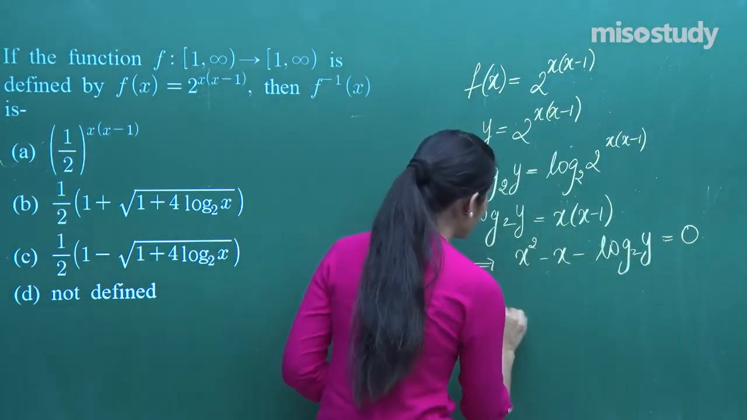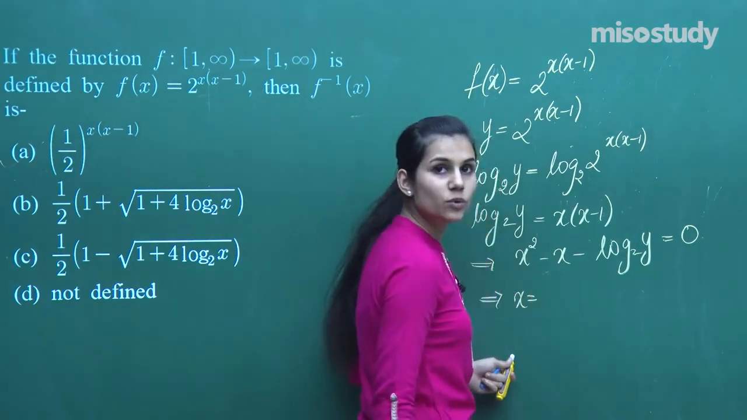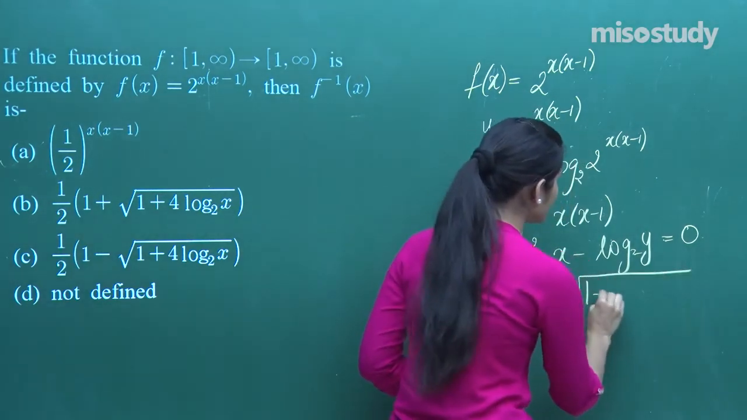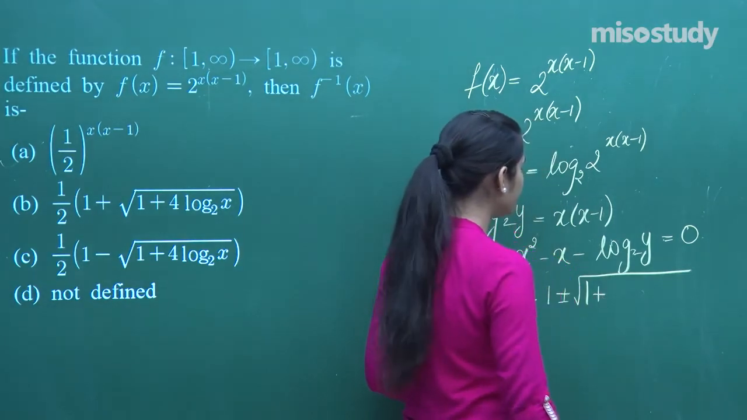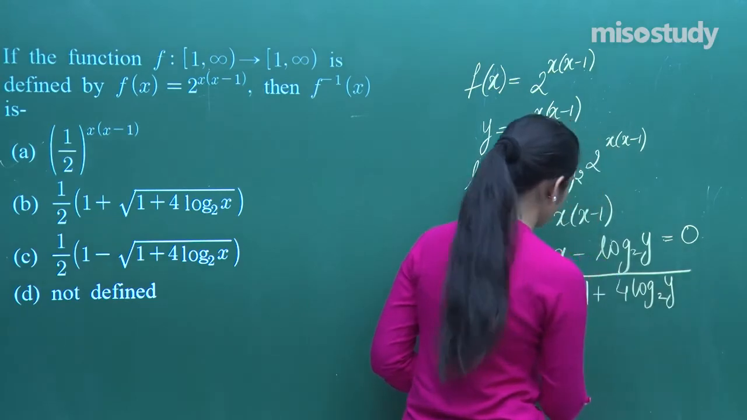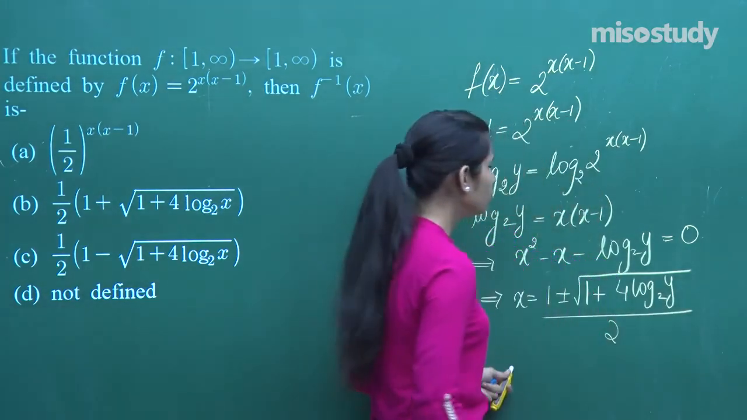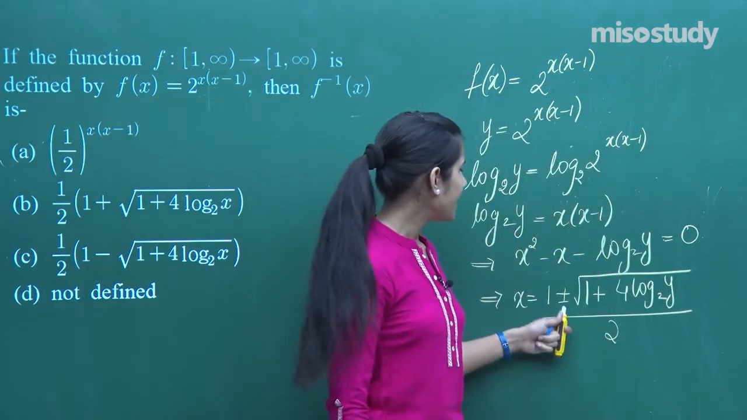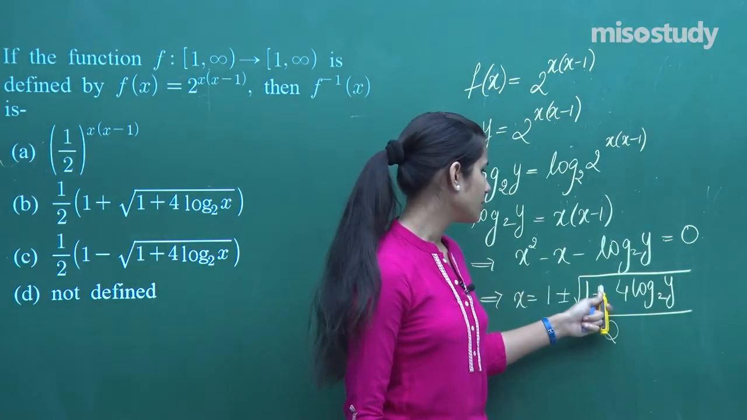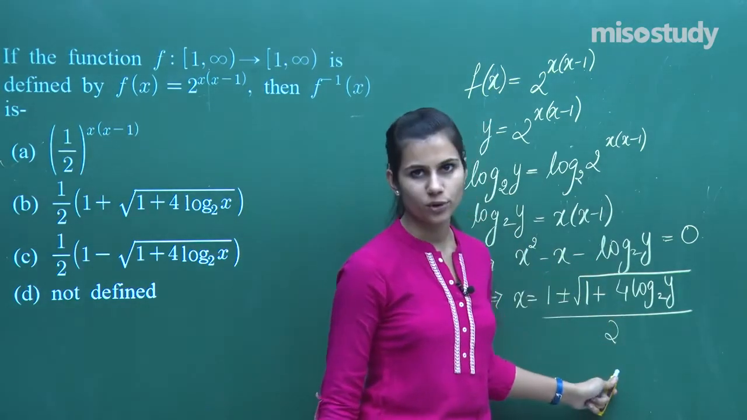So what do we do? Again, the quadratic formula. x equals minus b plus minus under root b squared minus 4ac, whole upon 2a. So it's minus b plus minus under root b squared minus, which is going to become plus 4 into a into c, upon 2a.